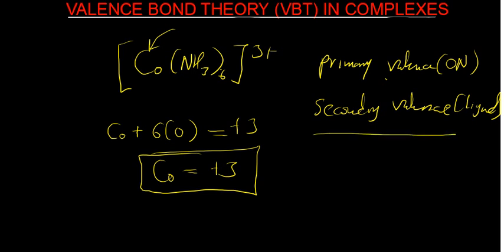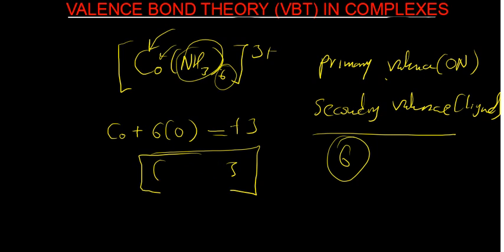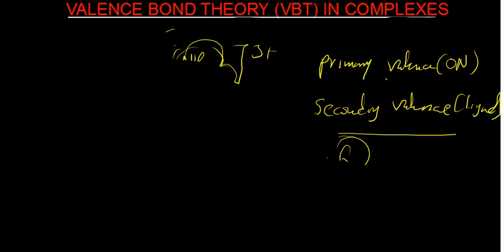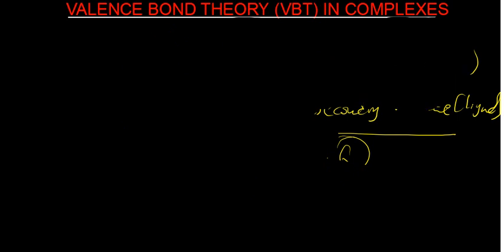Now secondary valence, how many ligands are attached to cobalt? As we can see, we've got 6 ammonias. Okay, so we've got 6 as the secondary valence. Alright, so that is how we determine the secondary valence and also the primary valence. Now let's go in and see how we can use the valence bond theory to see the reaction which occurs.